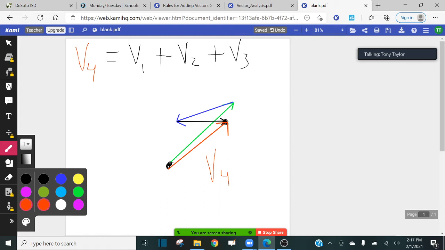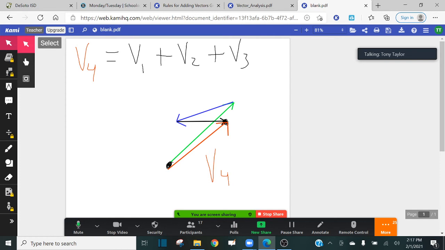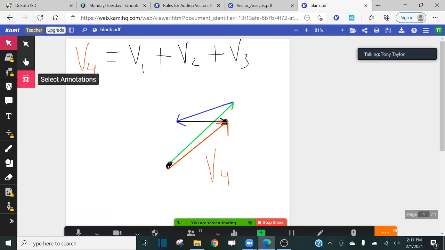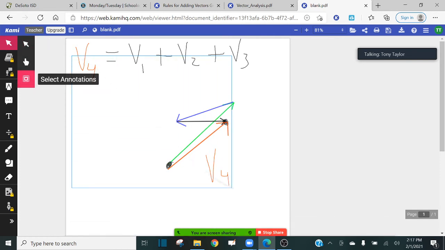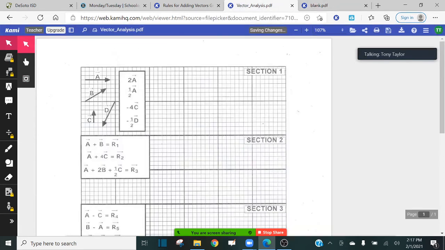Make sense? Yeah. Looks like an hourglass. It looks like a weird looking hourglass. Like I said, don't pay attention to the shape. The shape is not what's important. What's important is that you guys get the rules. Okay. So hopefully everybody understands how to add vectors graphically.